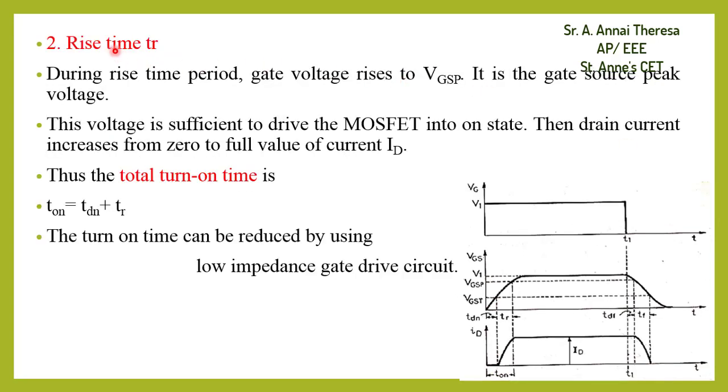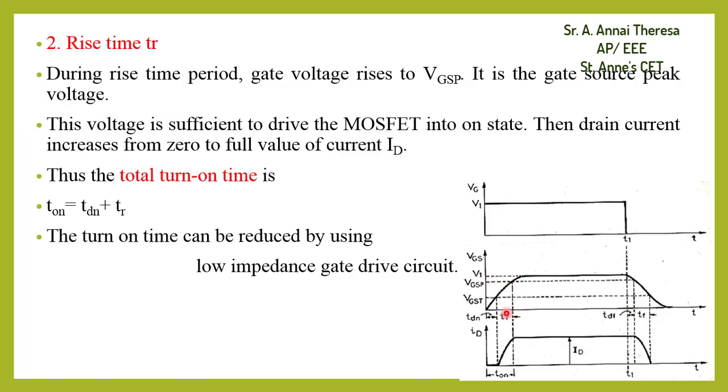What will happen in rise time? In rise time, the gate source voltage rises from VGST to VGSP, the gate source peak voltage. This voltage is sufficient to drive the MOSFET into the on state.